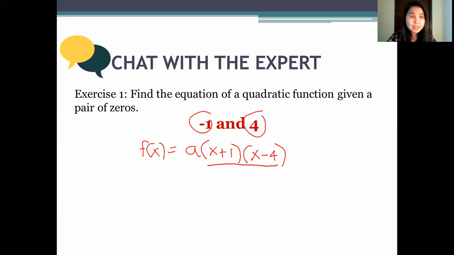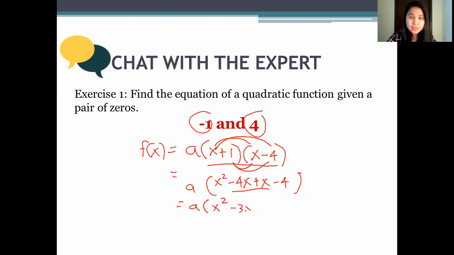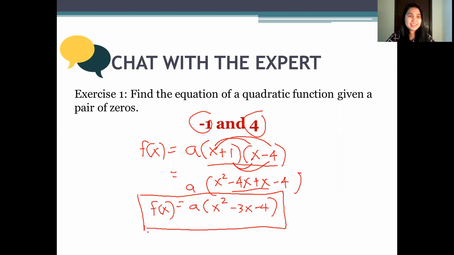Then we will expand this binomial. So x times x, x squared. X times -4, -4x. 1 times x is x. 1 times -4 is -4 times a. Let's simplify this. Let's combine. We have a times x squared minus 3x minus 4. Here, this is now the equation of our quadratic function.